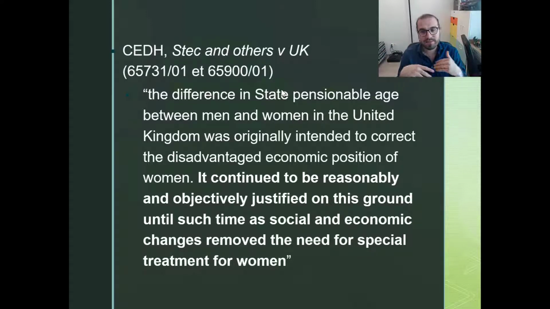And the Court of Human Rights said, yes, for a long time this was justified by the economic situation of women in the labor market. But since this has changed or is changing, now it is justified to raise the pensionable age at the same level.